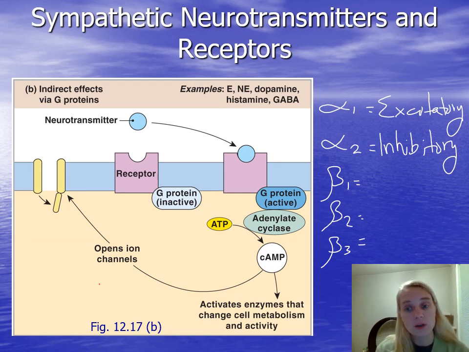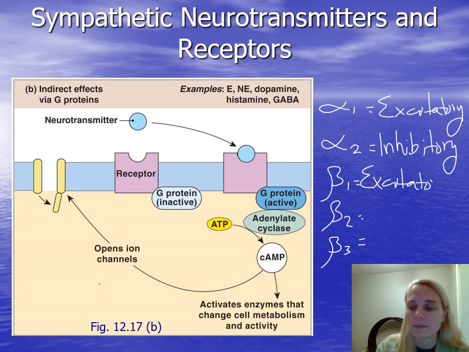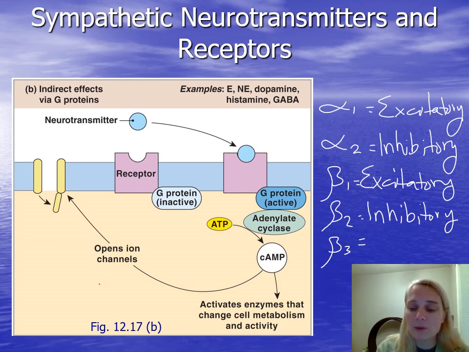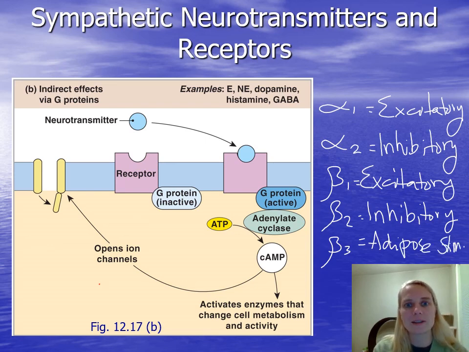So alpha 1s are excitatory, alpha 2s are inhibitory. Same neurotransmitter, but the cells are going to have different responses based on the type of receptor found at that tissue. What's kind of cool is the pattern is the same for beta. The beta 1s are excitatory, the beta 2s are inhibitory. So alpha 1s and beta 1s are excitatory, alpha 2s and beta 2s are inhibitory. Beta 3 is its own standalone. It does adipose stimulation. It basically causes the releasing of fats, so I guess it would be considered excitatory.